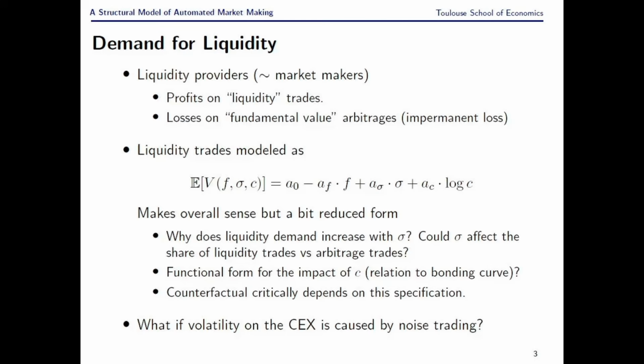One thing is, I actually don't really know how to think about this: you think about the fundamental value of this asset as being the value on the centralized exchange. But presumably, some of the volatility in the centralized exchange is also caused by noise trading. If it's just arbitrage, maybe it doesn't matter what the cause of this price change on the centralized exchanges is. But I wasn't exactly sure how to think about it.